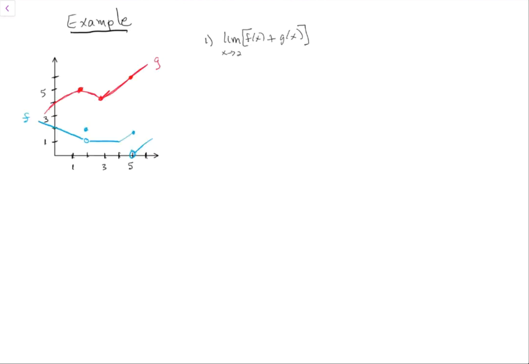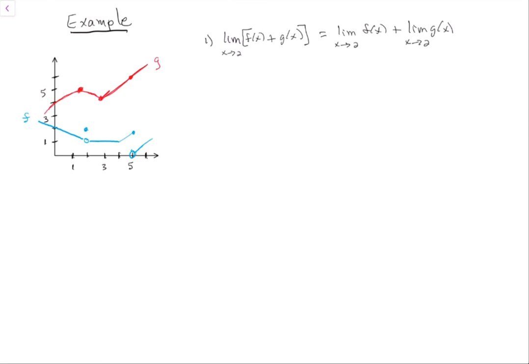In this first example, I paused the video to sketch out graphs so we can take a look at a couple of examples where we apply these limit laws. Now I did the best that I could sketching this graph without gridded paper. Let's go through this and talk about how we would apply these limit laws for this particular graph. The first one is: let's find the limit of f of x plus g of x as x approaches 2. If we use the sum rule, the limit of f plus g is going to be the limit of f plus the limit of g, both as x approaches 2.